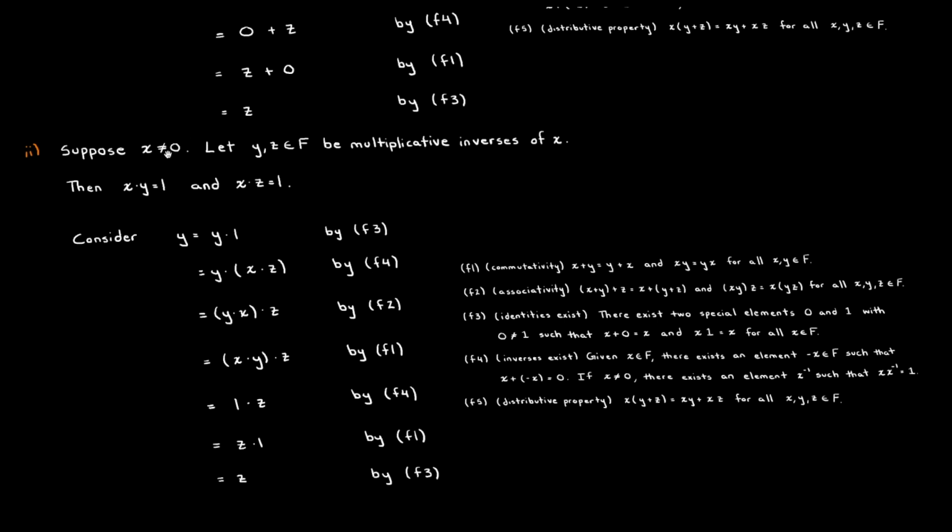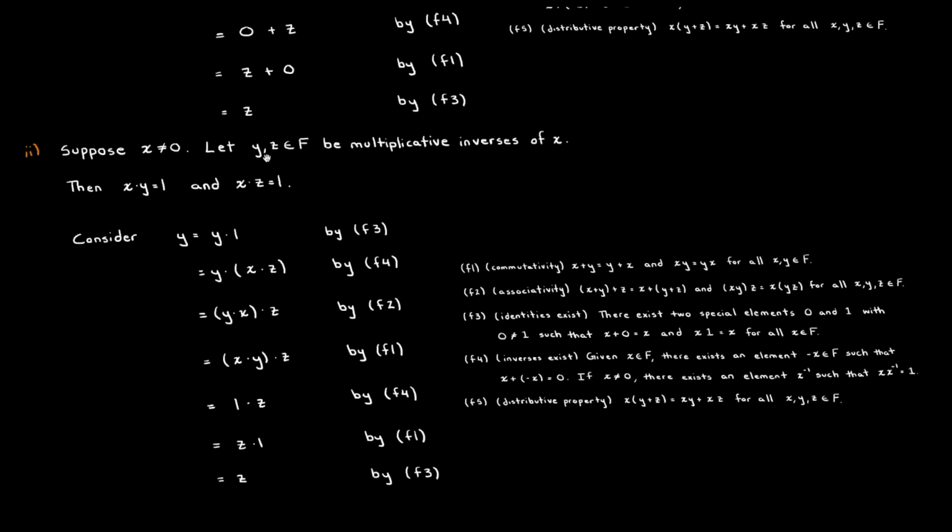If x is non-zero, we'll show that indeed multiplicative inverses are unique. And so it's a very similar flavor proof. We will suppose that y and z are two multiplicative inverses of x. And our goal is to show that y is actually equal to z, right? They're actually the same multiplicative inverse.